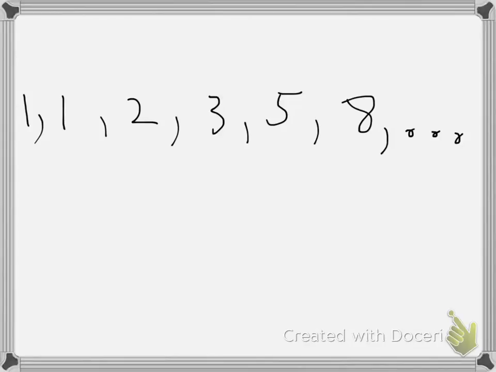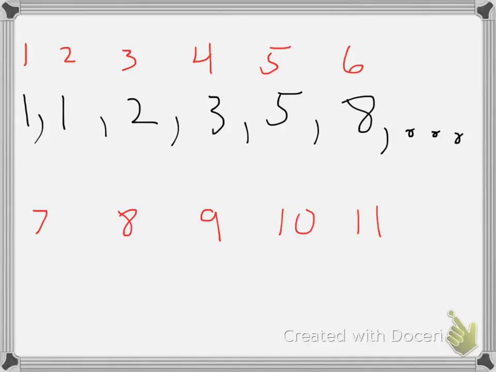So let's figure out how many they've given us already. This is the first number, second, third, fourth, fifth, sixth. So we need to get 7, 8, 9, 10, 11, and then the 12th one. We're going to have to get some more numbers here.